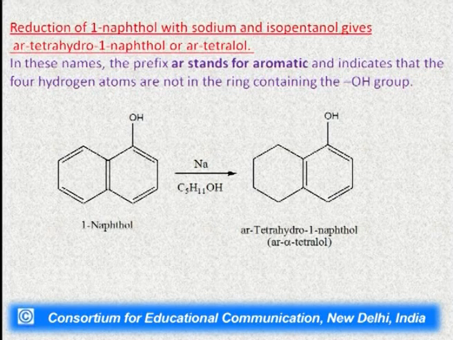Reduction of 1-naphthol can also take place with sodium and isopentanol, and we will get here AR tetrahydro-1-naphthol. This AR stands for aromatic and it indicates that the 4 hydrogens which have been added are not in the ring which contains the hydroxyl group. So these hydrogens which are added by reduction have been added in the second ring which does not have the hydroxyl group. So its name is AR tetrahydro-1-naphthol or AR alpha tetralol.